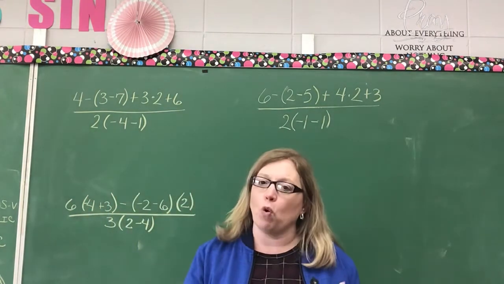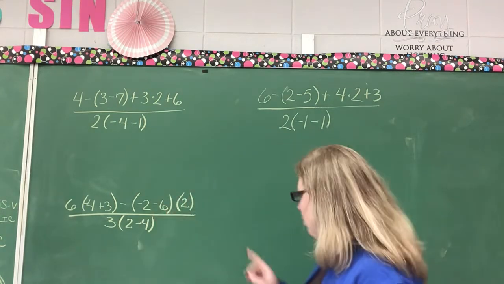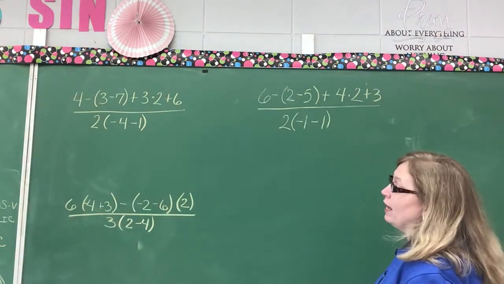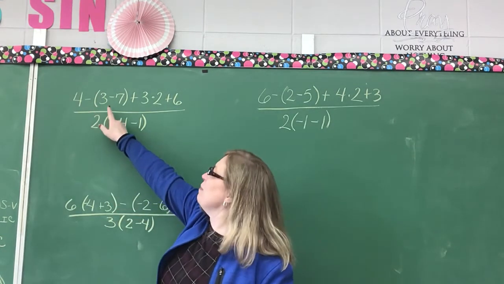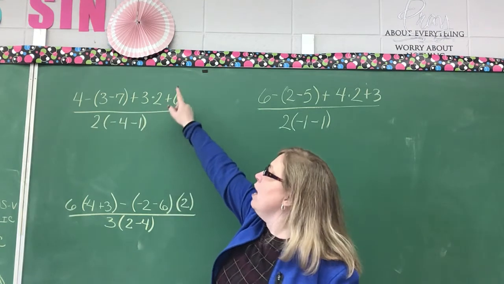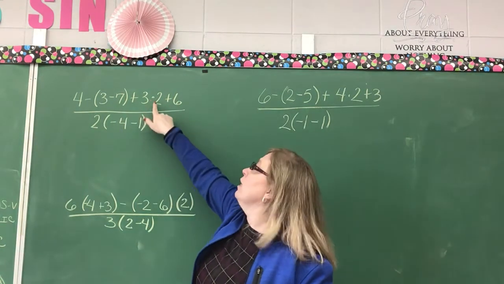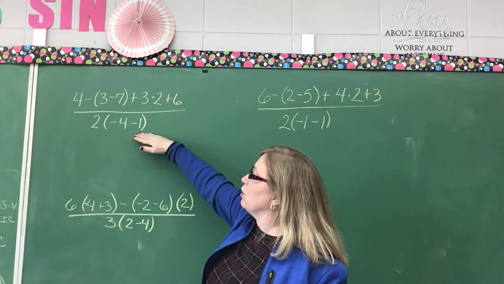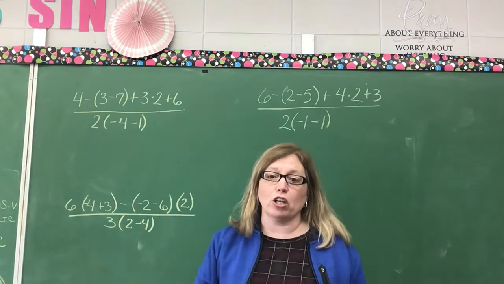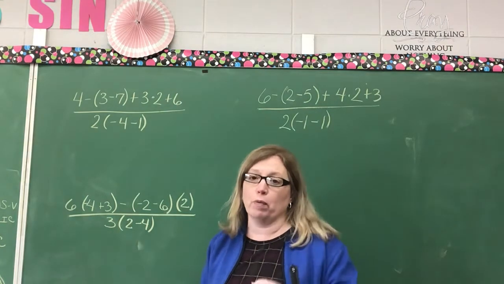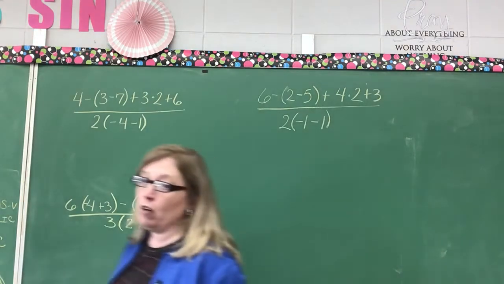What do you do when you have order of operations and it includes division? Let's look at our first problem. We have 4 minus (3 minus 7) plus 3 times 2 plus 6, and then we're going to divide it by this. So what are the rules of order of operations? You have to first get rid of those parentheses and powers and exponents. So let's go over here and do that.